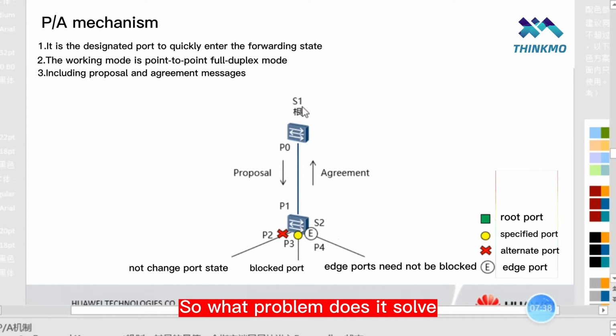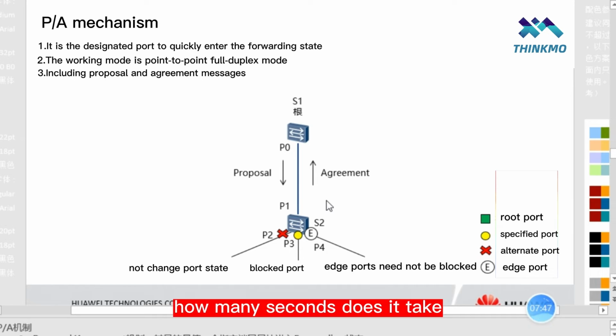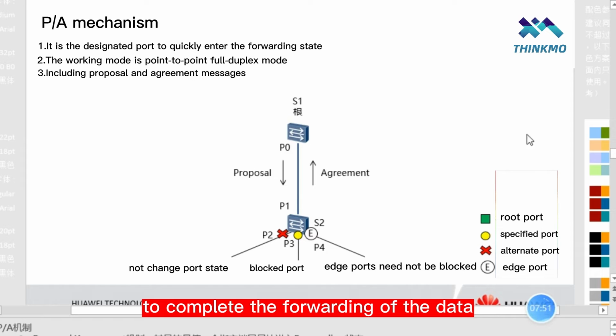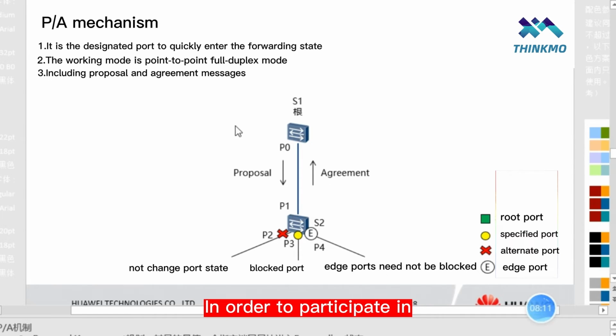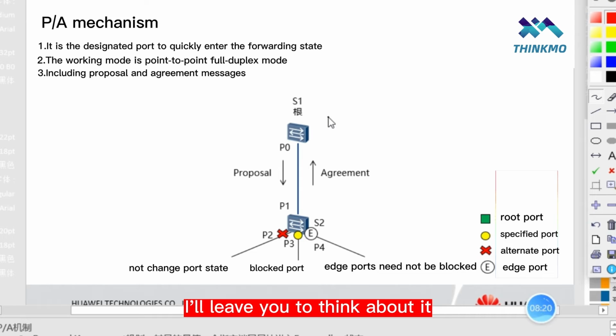So what problem does it solve? Under normal circumstances, for the ports of the two devices S1 and S2, how many seconds does it take to complete the forwarding of data? Let's say this port and the following ports, how long do they need to go through in order to participate in normal data forwarding? So the question is, I'll leave you to think about it.